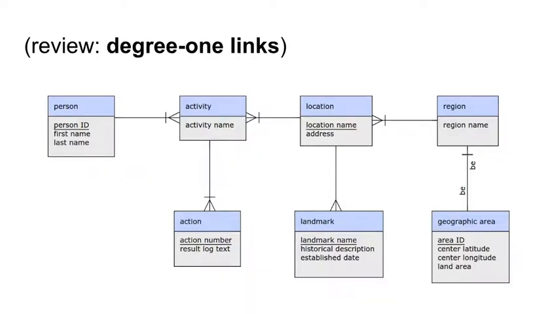Another point worth reviewing is degree 1 links. Take a moment and look through this LDS. For each entity, how many degree 1 links does it have? I'll pause and let you count. Okay, so person has 0. Activity has 2. Action has 1. Location has 1. Landmark has 1. Region has 1. Geographic area has 1. So that's a total of 7 degree 1 links on this LDS.